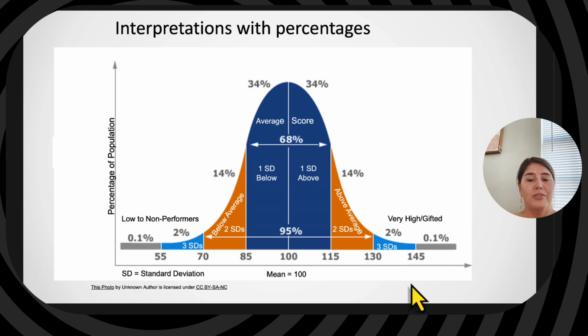Now, the third and fourth standard deviations, the bright blue and the gray, this is a very, very small percentage of people. So these are either the very highly gifted or the low to non-performers. And so that's often when we start to do psychological evaluations. Two standard deviations below kind of constitutes the cutoff points and scores for certain disabilities. But not just one data point. We don't just look at one data point.